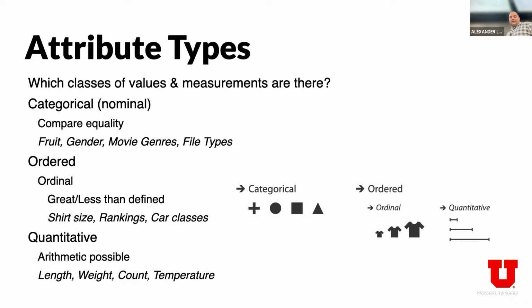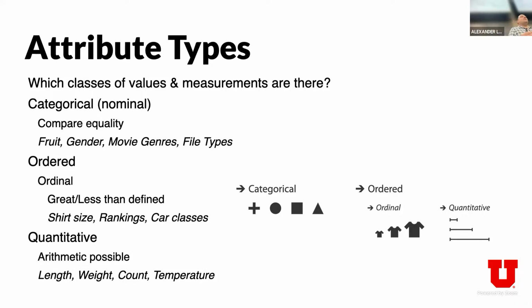They are things where you want to compare equality. So fruit, I don't know whether I should list gender here at this point, but fruit, movie genres, file types, and so on. Then we have another data type that is somewhere between categorical and quantitative. That would be ordered, and that is often called ordinal. This would be like greater or less than something else.